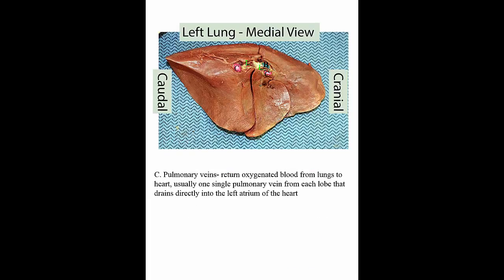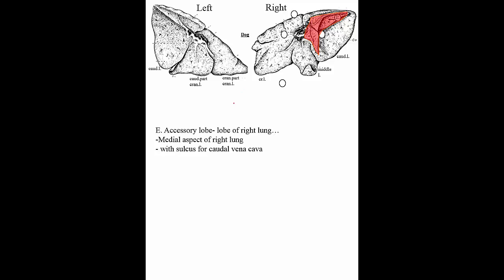And finally, pulmonary veins. So you can see here are the pulmonary veins. These return oxygenated blood from the lungs to the heart. There's usually one single vein for each lobe. Okay, so these are just important structures you can see in the medial surface of the lung.